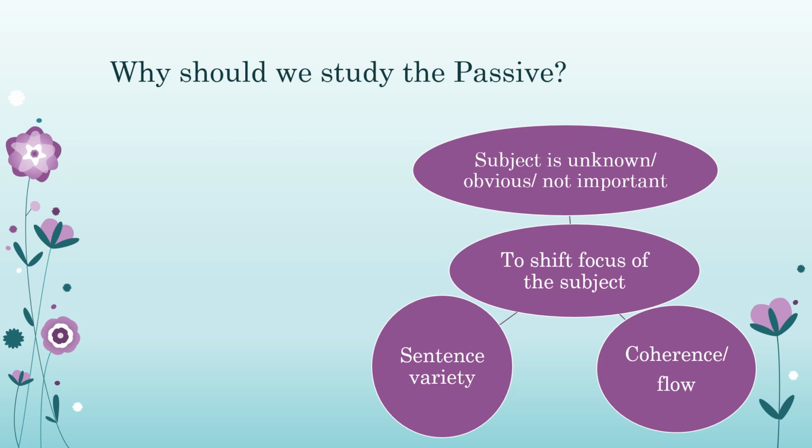Why should we study the passive? When we formulate passive sentences, we are mostly concerned with the action rather than the person who did the action. So the subject might be unknown, obvious, or not important. And here we have a couple of examples. The building was vandalized. Who vandalized it? Maybe a vandal vandalized it, so it's obvious. The flowers were delivered on time, so in this case, it's not important who delivered them.